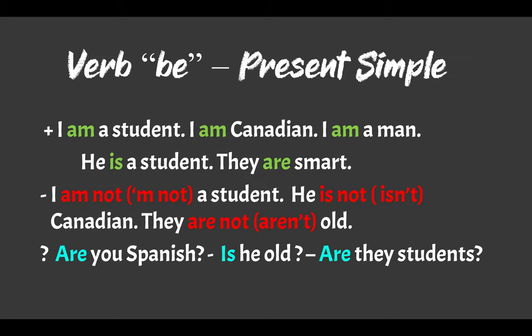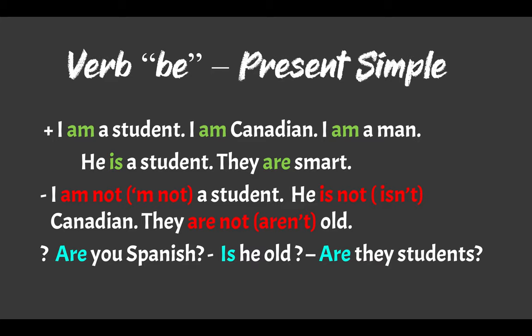So, what happens with the verb to be? Well, the verb to be is particular. Why? Because it follows another rule. So, for example, for a positive sentence, I am a student. I am Canadian. I am a man.